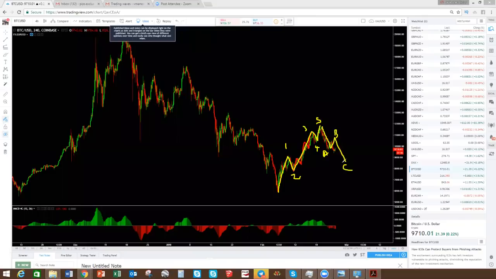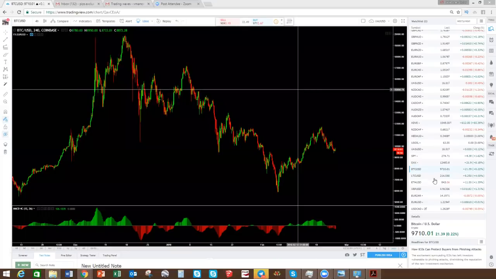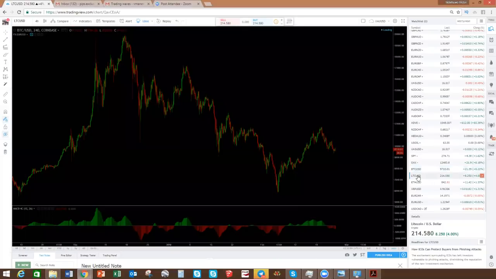So we'll see how it happens when it gets to this level. It may even do this, this, and that. So Bitcoin is still going to be around these levels for a long time. It's still just going to go sideways. Okay? And it's exactly similar to Litecoin. It's the same analysis.